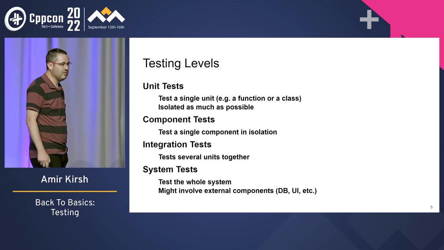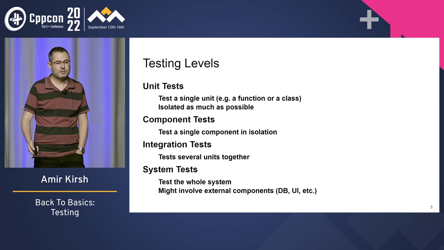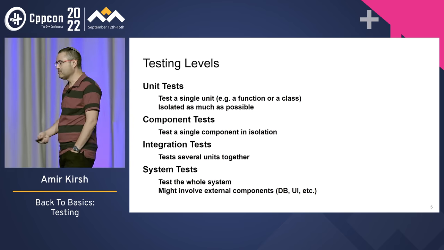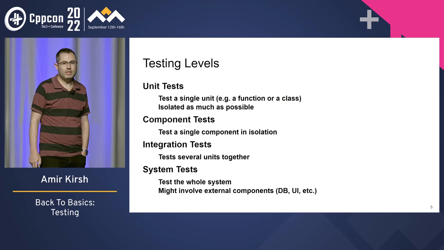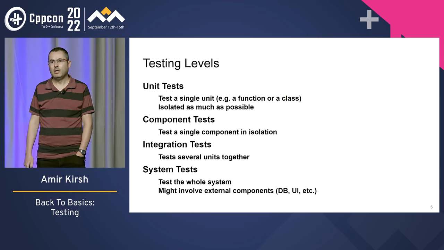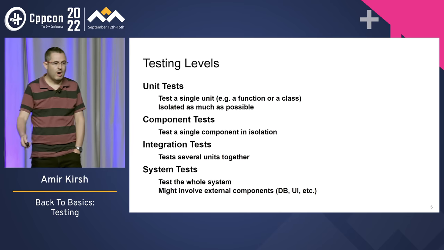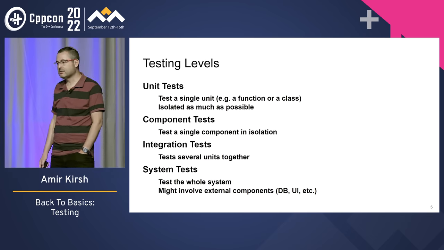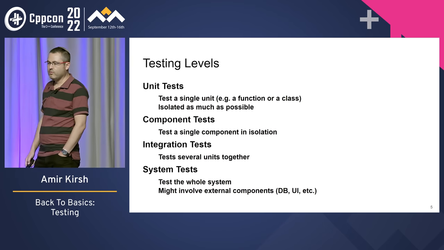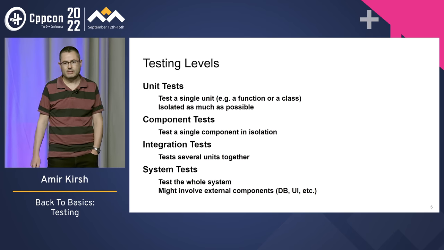So let's start with testing levels. We are going to talk about unit tests. Unit tests are the tests for a single unit, a function, a class, isolated as much as possible. And the idea is that once we check something which is isolated, it is much easier to find the bugs earlier, before the entire system is ready, or without having any other noise from other parts of the system. But there are also other tests, like component tests, that try to test an entire component, integration tests that test several components together, and of course, at the end, system tests. And we should have all of them. But we are going to focus on unit tests in this talk.